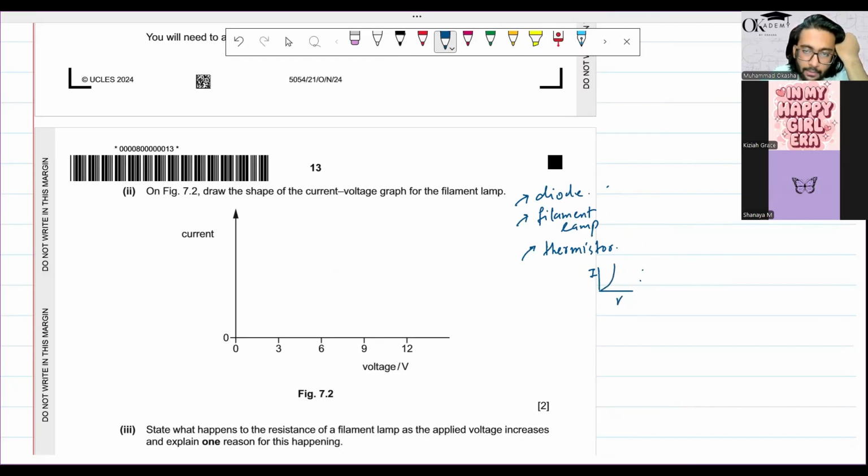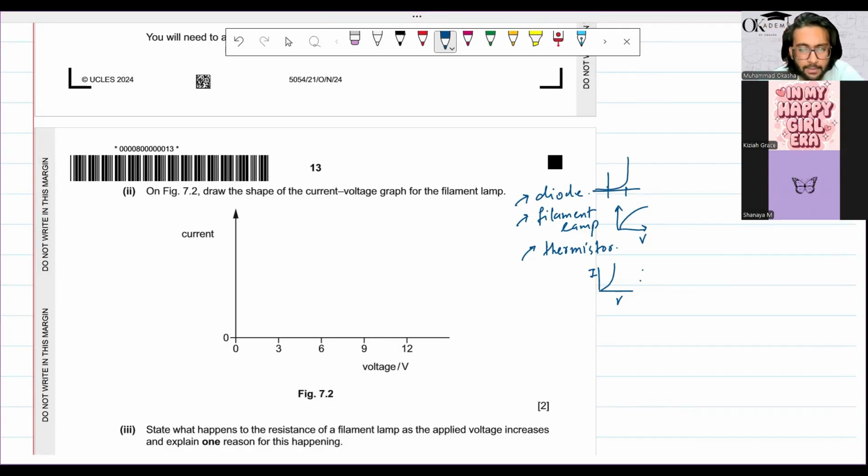This is for the thermistor. For a filament lamp, it is the opposite. As the temperature increases, it becomes difficult for the current to flow, and we'll give a reason in a while. So the graph has a decreasing gradient, like this. For a diode, it's like this: initially there's no current, but after it hits the knee voltage, it acts like a regular conductor.